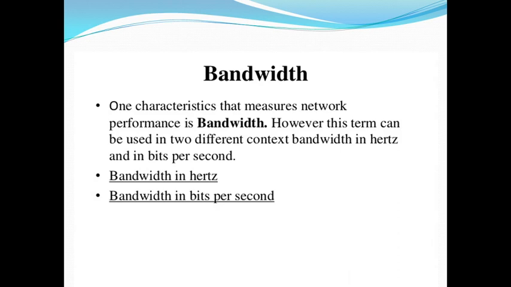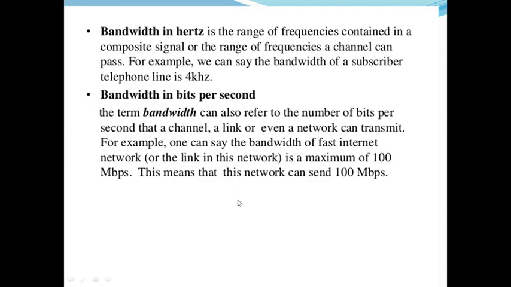Next, there are two ways we can use bandwidth, that is in hertz or in bits per second. What is bandwidth in hertz? It is the range of frequencies contained in a composite signal or the range of frequencies a channel can pass. For example, we can say the bandwidth of a subscriber telephone line is 4 kilohertz. Similarly, different signals can be sent on different frequencies. Next is bandwidth in bits per second.